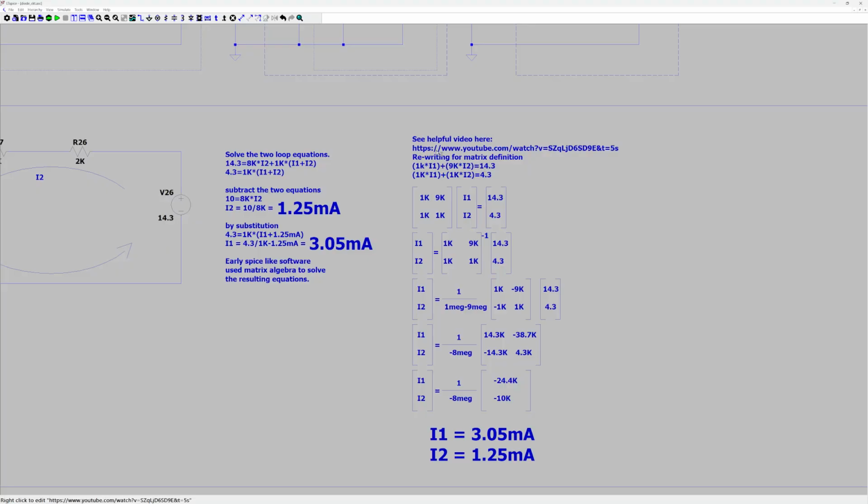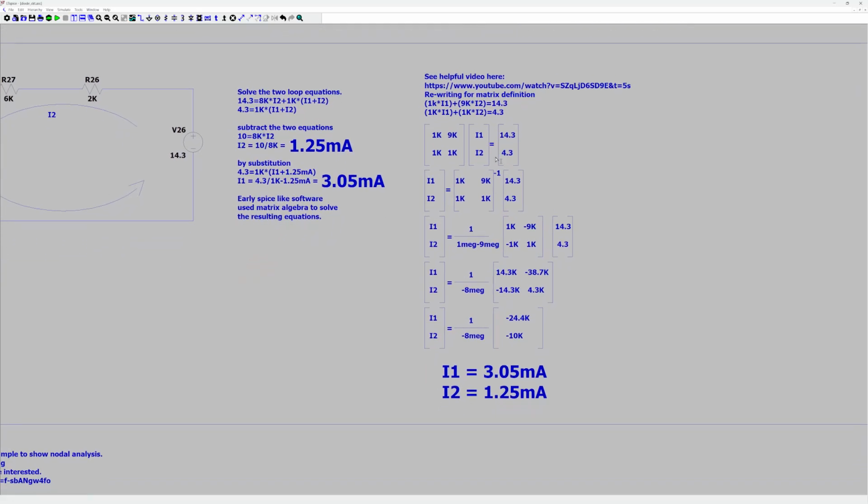Here's a video. I'll put the videos in the description if you want to go through in a little detail how this was done. But you basically take the inverse of the matrix to get the currents alone on the left hand side. You take the determinant, and then you multiply it all out, and you end up with I1 is 3.05 and I2 is 1.25.